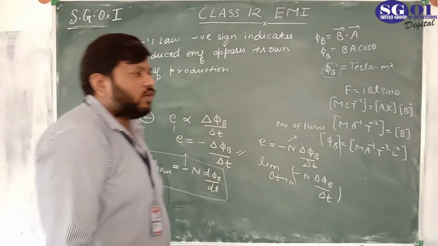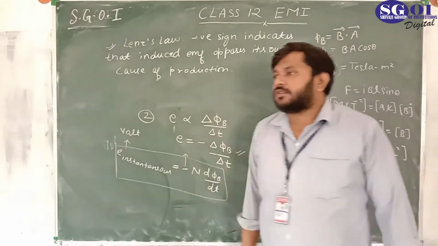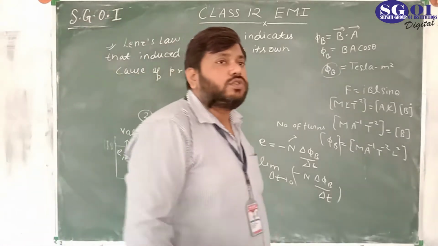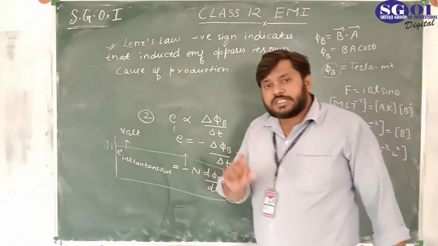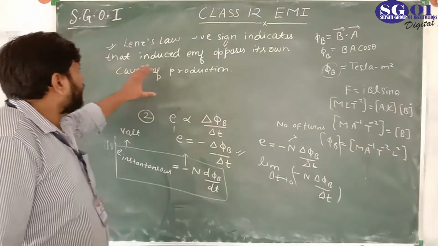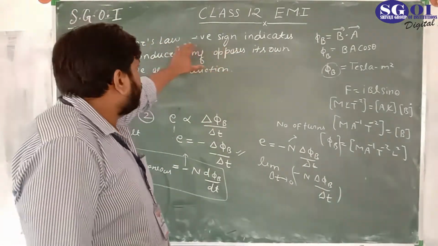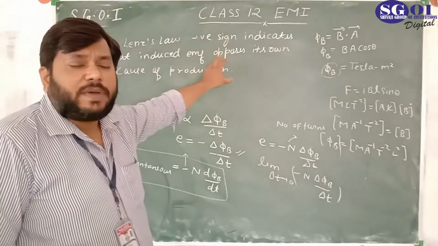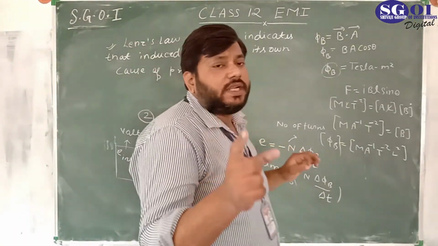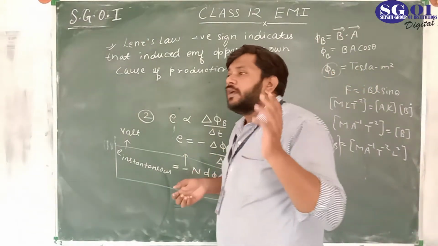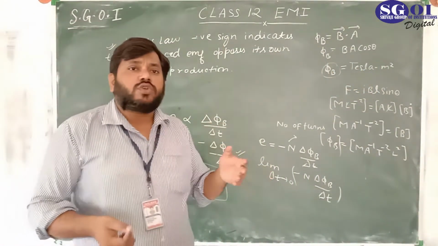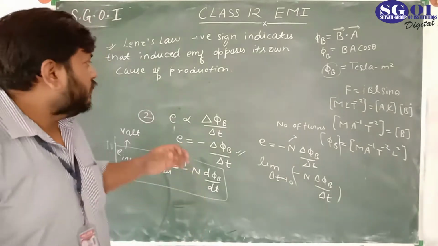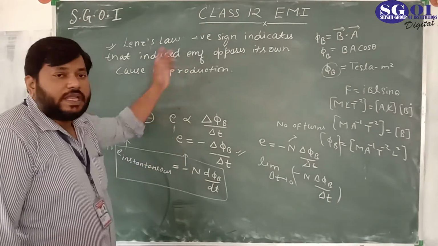What is the use of Lenz's law? Is it only for learning purposes? No. It is very important in this chapter for finding the polarity of the induced EMF. This statement, that the induced EMF opposes its own cause of production, is Lenz's law, and by this law we find the polarity of the induced EMF. Because we know that a voltage has a polarity, plus and minus. So where is the positive terminal and where is the negative terminal for the induced voltage? This can be found very easily using Lenz's law.